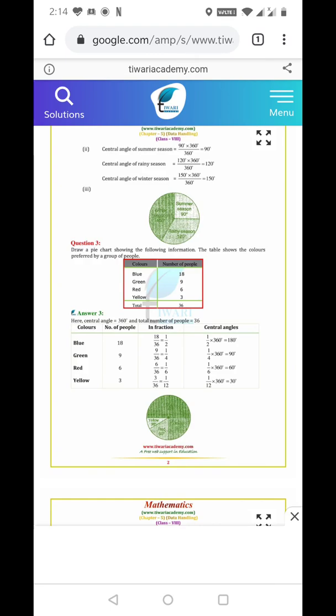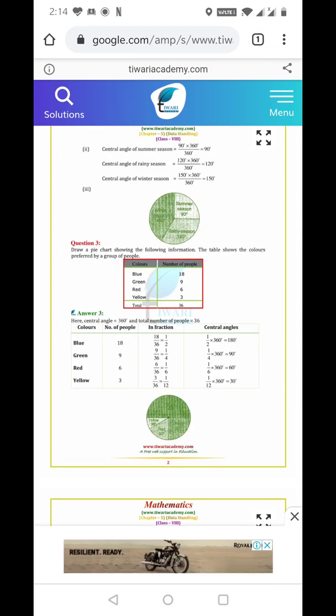How are we going to draw a pie chart? Here we have to convert this number into an angle. The solution is given in the form of a table. The central angle will always remain 360 degrees, and the total number of people here is 36. The total number of people or items can vary from one question to another.